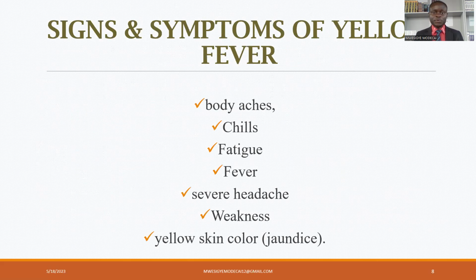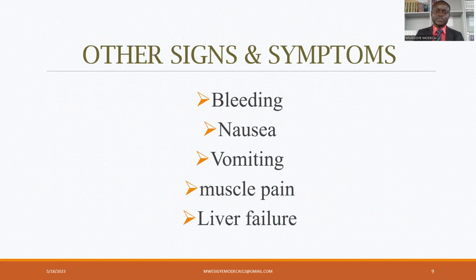So we are going to wind up as we share the signs and symptoms of yellow fever. And here they are. One is body aches, there is chills, fatigue, fever, severe headache, weakness, and lastly, which is the common one, yellowish discoloration of the skin, which you call jaundice. These signs and symptoms are similar to the ones that appear in a malaria patient. But as I've said, for us to diagnose yellow fever, we base on recent travel and do blood tests to really check for this virus.